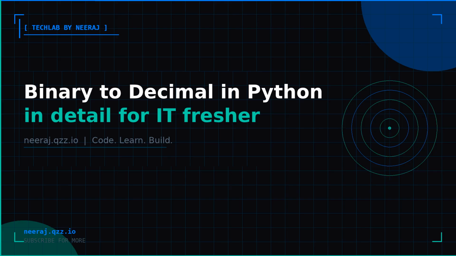Now, let's imagine the binary number 1011. This number is actually the sum of 2 to the 3, 2 to the 1, and 2 to the 0. When added together, you get 11 in the decimal system. This is the core idea we use in our Python code.